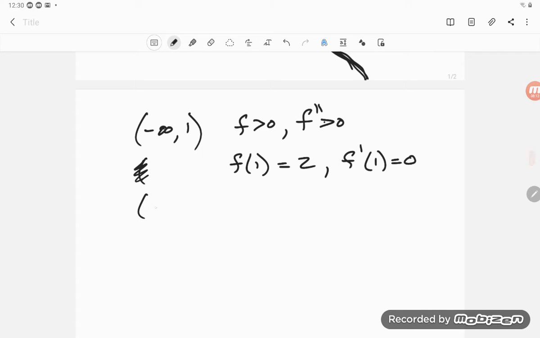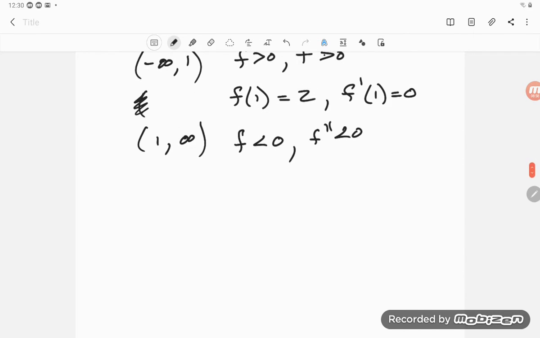Okay, and then I could give you the interval from 1 to infinity, and maybe tell you that f is, let me try to make something that kind of works here. So since we're positive, I guess we'll have to keep it positive. Well, we don't have to. Well, let's change that. Let's make it negative. F is negative, and f double prime is negative.